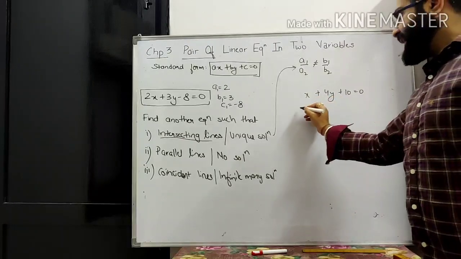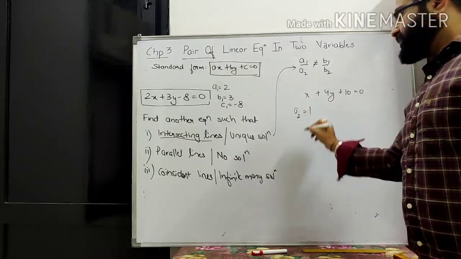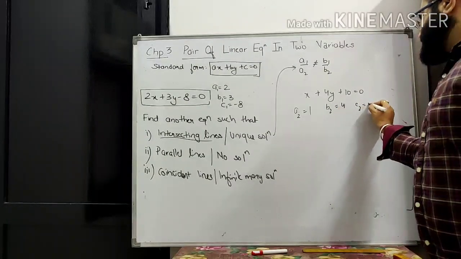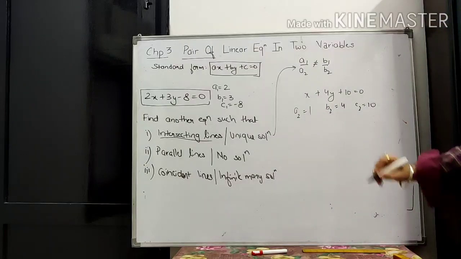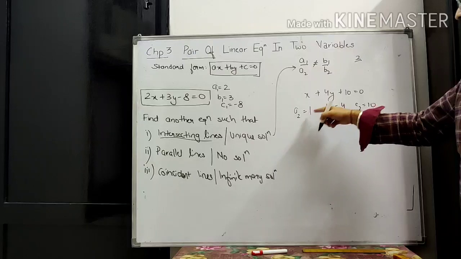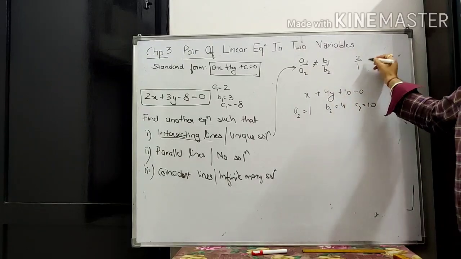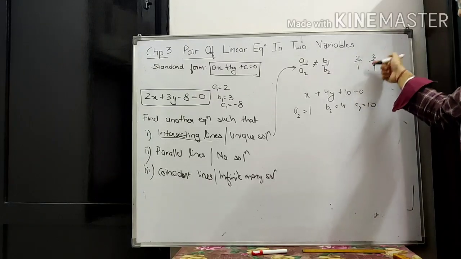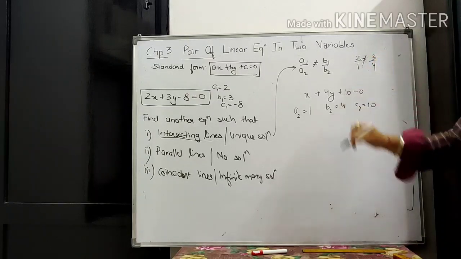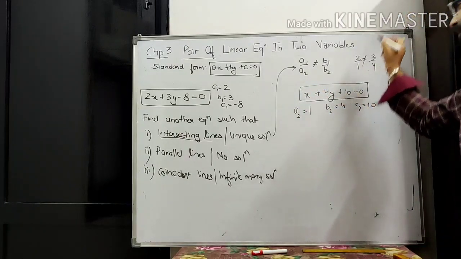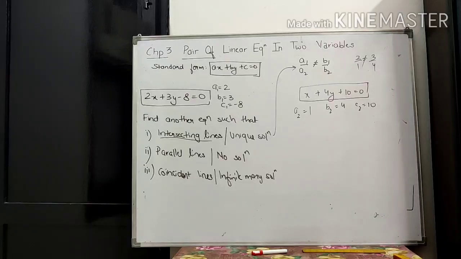Because from this equation I can say that a2 is 1, b2 is plus 4, and c2 is 10. Now coming back to our condition, if we substitute these values, we get a1 as 2 and a2, which we have assumed to be 1. Now b1 is 3 and b2 is 4. So can we say that these two ratios are equal? They are not equal. So we are done with the very first part. We have found one corresponding equation of a line such that we have intersecting lines or a unique solution.